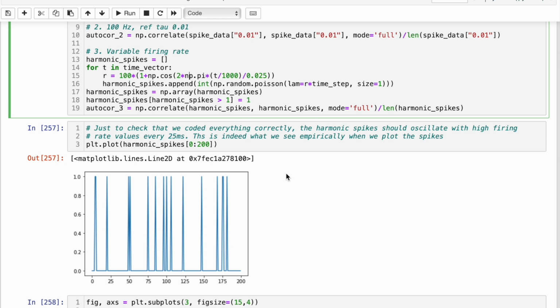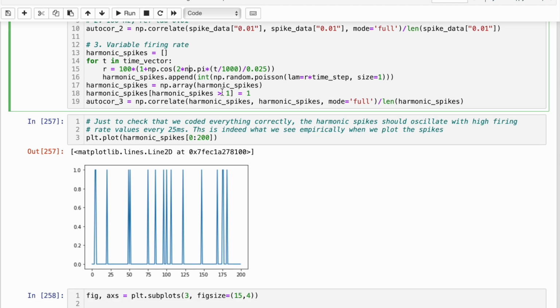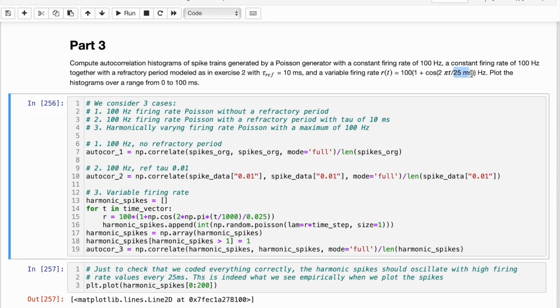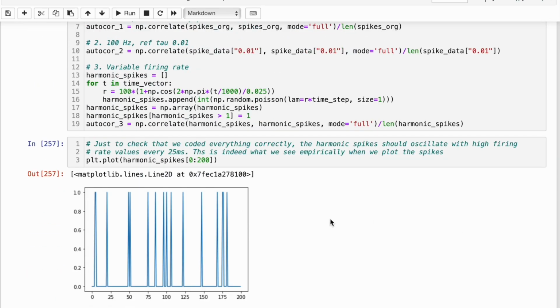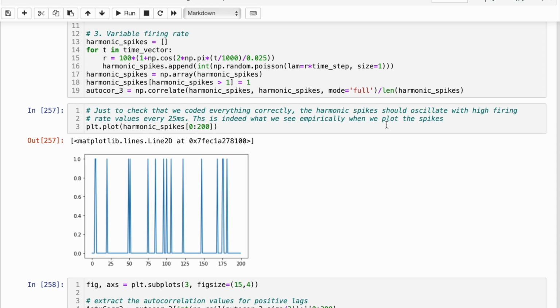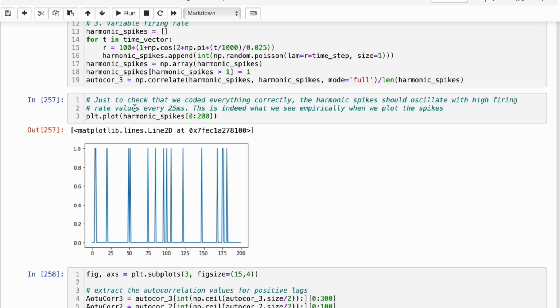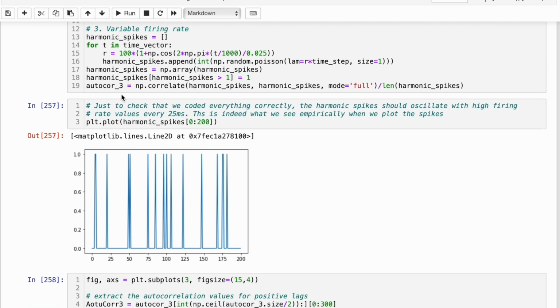The frequency that we are provided with here, these 25 milliseconds, that's the period. So we should expect the firing rate to peak every 25 milliseconds. And I just plotted that here very quickly, to visually check that this is actually what we get, because that is what we expect.